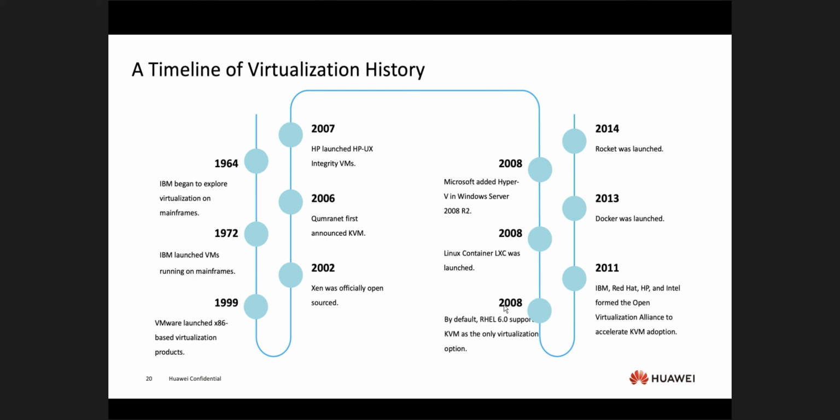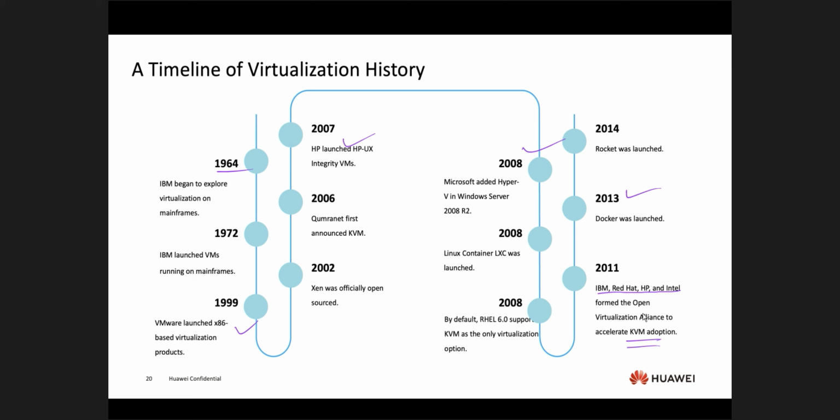Right, so let's look at the timeline of virtualization history. Virtualization started in 1964, and moving on, VMware launched its virtualization products in 1999. Then HP launched their particular virtual machine, and then Microsoft Hyper-V started. Further on, Docker launched in 2013. And in 2012, before Docker, IBM, Red Hat, HP and Intel formed an alliance to accelerate KVM.